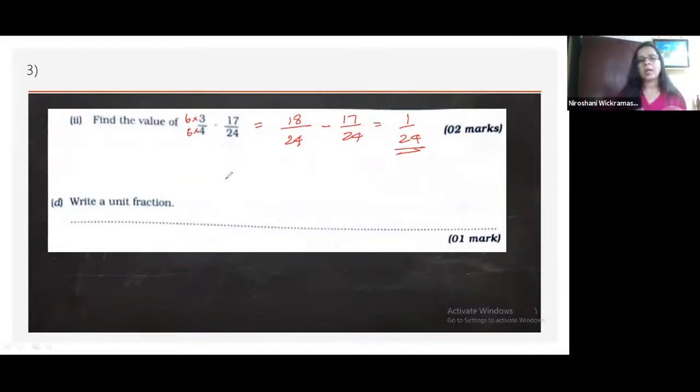So now they are asking for the unit fraction. So you can write any fraction with numerator always 1. 1/3, 1/4, half. They are asking to write a unit fraction, only one is enough. Right? Any answer. If the numerator is 1, you can write it as a unit fraction. If you write one number here, you get 1 mark.